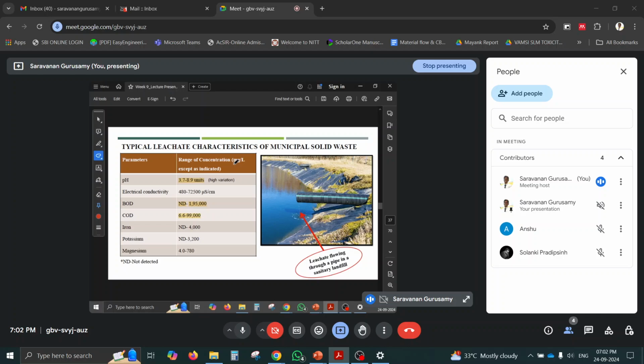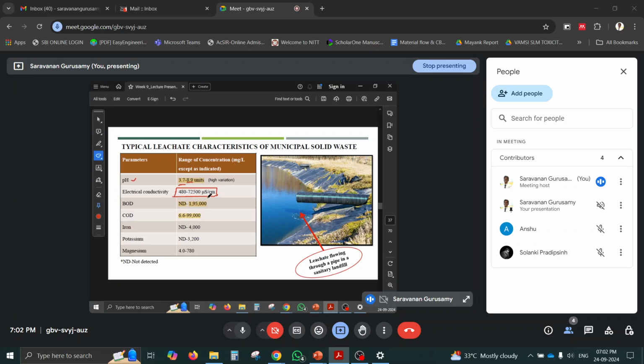Okay. So what are the characteristics of the leachate? As I mentioned, pH will be around 3.7 to 8.9. You see high variation. It may be acidic or alkaline based on the age of the waste. As we mentioned in the five phases of landfill gas generation and leachate generation, the third phase will have volatile acid accumulation. At that time pH will be very low, but at the end pH will be very stable, around 7 to 8, neutral pH. Okay, electrical conductivity will also vary a lot.